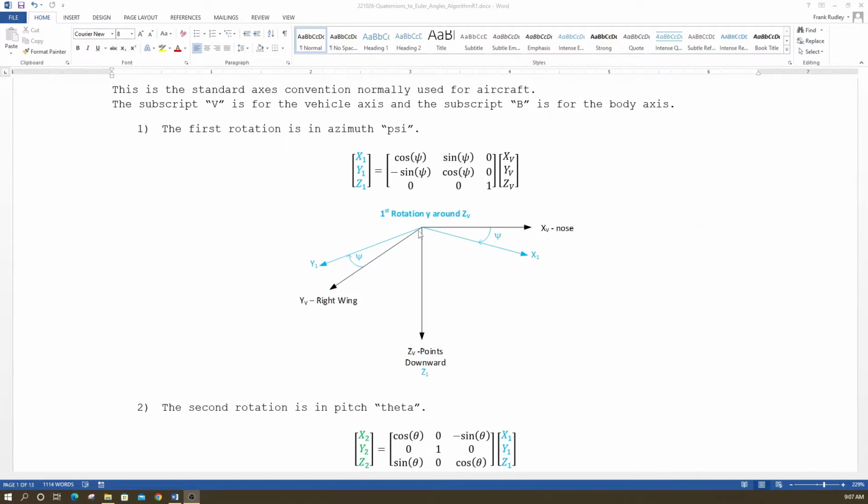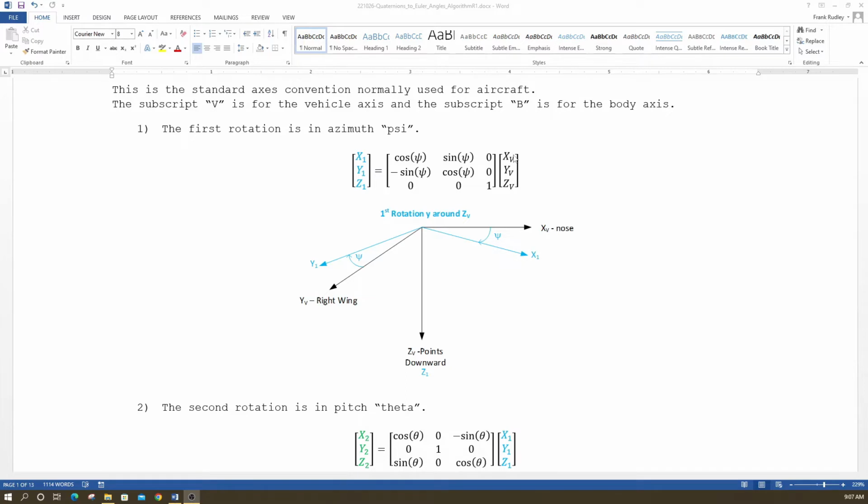This axis here would always point to maybe some direction, say north, and this axis Y would point to some direction, say east, and this axis is fixed and points downwards towards the Earth, where the body axis, which isn't shown here but we'll show it soon, is attached to the aircraft.